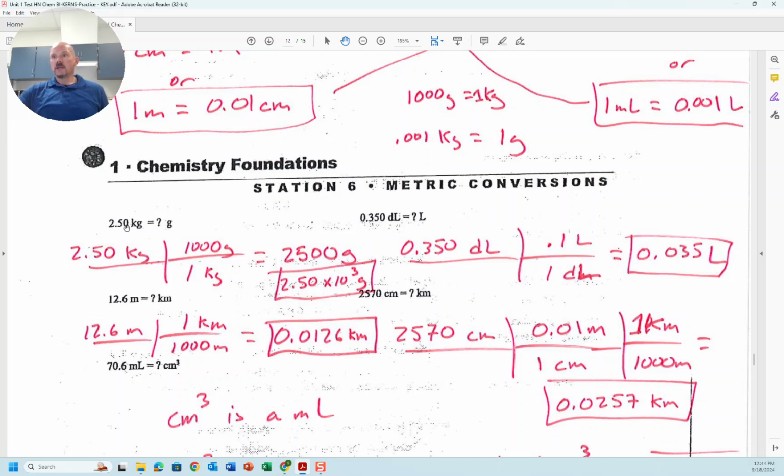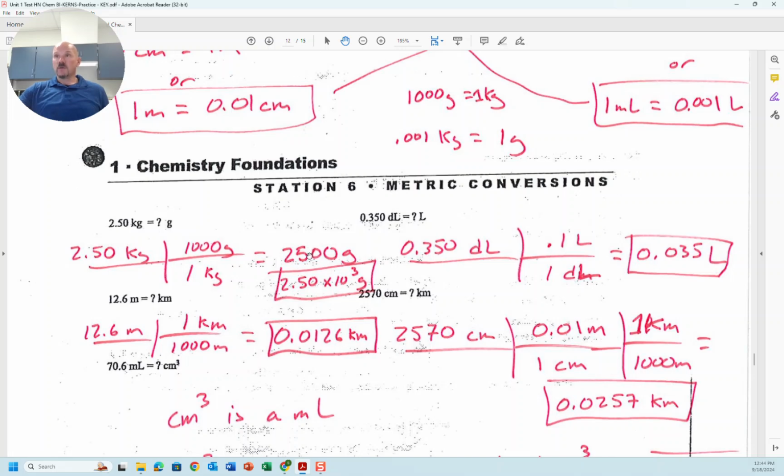So here, kilogram to gram. Now notice this one, right? We're trying to maintain significant figures. The metric equalities have infinite sig digs. There's exactly 1 kilogram is equal to exactly 1,000 grams. So that's not going to change my significant figures. So this number has 3 sig digs. So my final answer should have 3 sig digs because all I'm doing is multiplying and dividing.